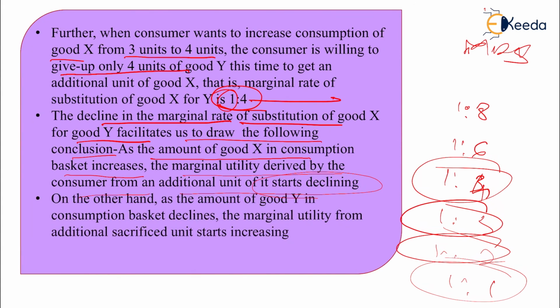Now, on the other hand, the amount of good Y in the consumption basket declines. Again, when the ratio keeps on declining, the quantities being given up of good Y keep on declining. The marginal utility of the additional sacrificed unit starts increasing. Now, if we were giving 8 units of Y earlier and now we are giving only 2 units of Y, you can see the marginal utility of that good is increasing, because I feel, okay, I'm not supposed to waste that much of Y for this 1 unit of X. Why should I waste that? Hence, this kind of feeling comes into the picture, and hence the marginal rate of substitution keeps on declining here.